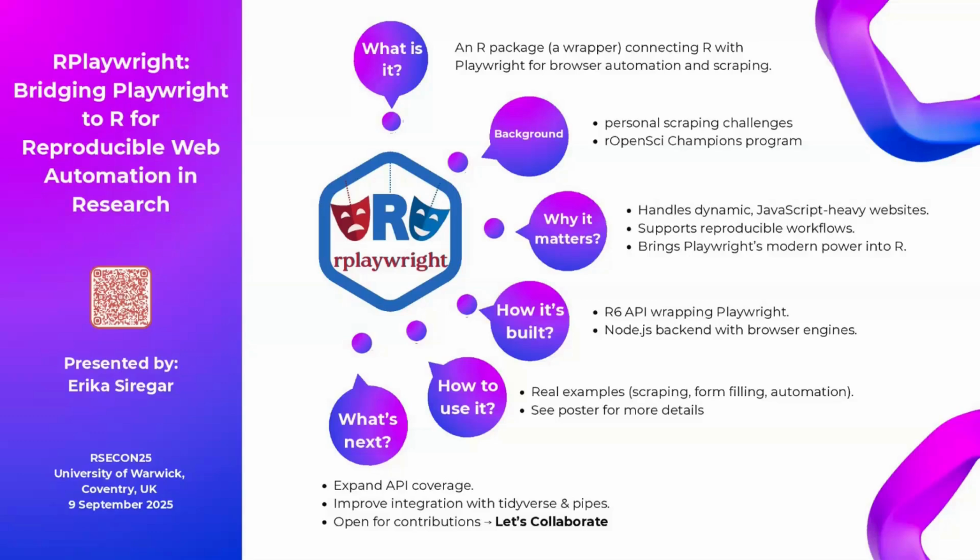Technically it's built using the R6 class API that imitates the Playwright structure. Under the hood, it runs a Node.js backend and a browser engine like Chromium, so we can have browser capabilities from within our R environment. As for how to use it, I provide 3 examples which I included in my poster, so please come visit my poster to see the examples of how it can be used.